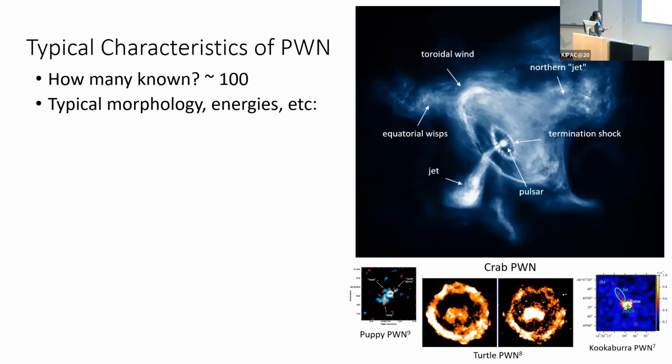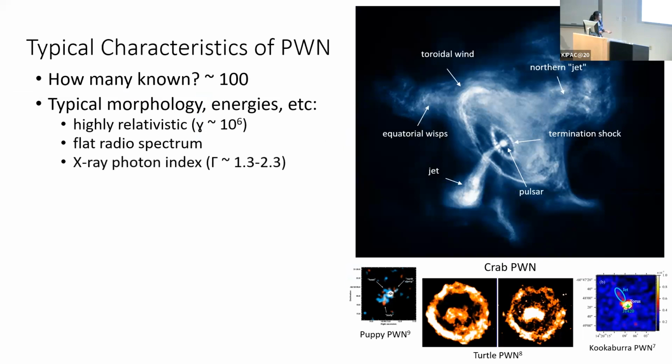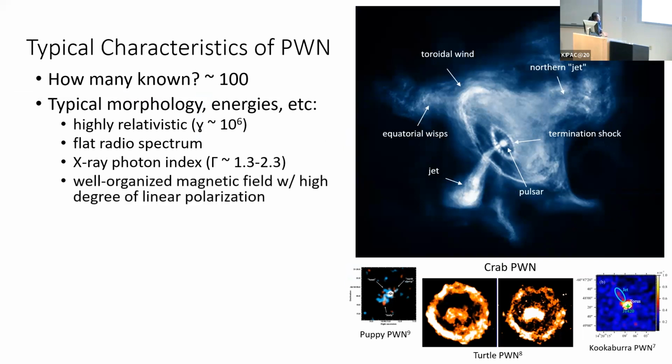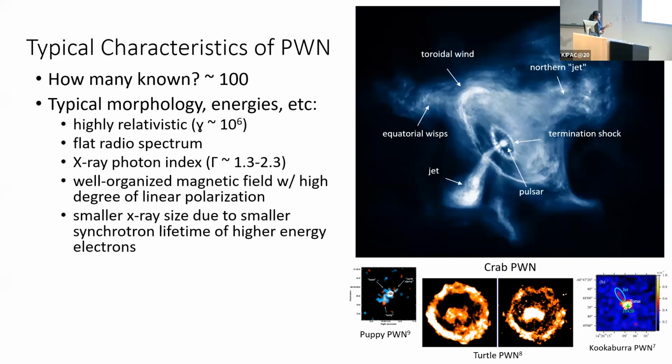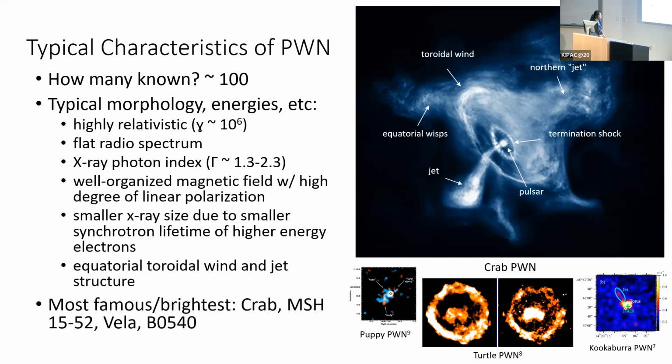Some of the general morphological and energetic properties of these objects: the wind is highly relativistic, reaching gamma factors around 10^6, with a flat radio spectrum and an X-ray photon index that's relatively hard, around 1.3 to 2.3. They have very well-organized magnetic fields with a high degree of linear polarization. If you look at these objects in X-rays, they're smaller because of the synchrotron burn-off of higher energy electrons. And as I mentioned, the toroidal wind and jet structures. These are some of the most famous or brightest of these objects.